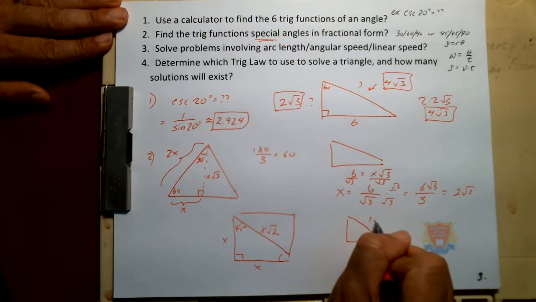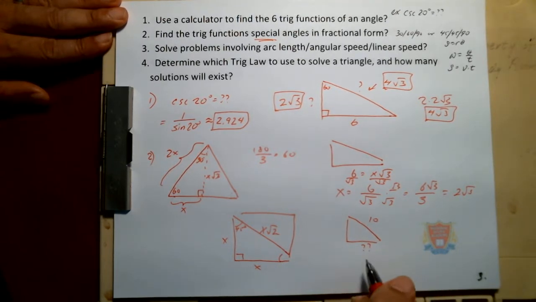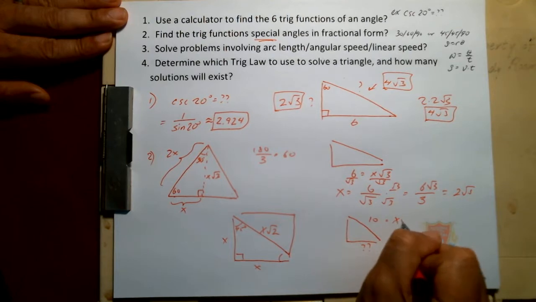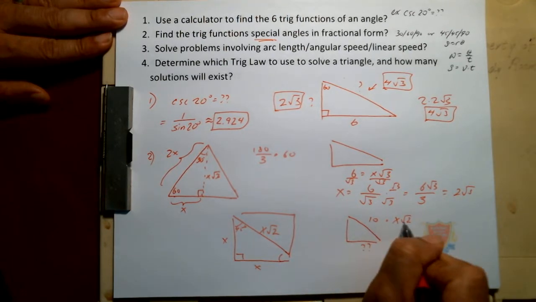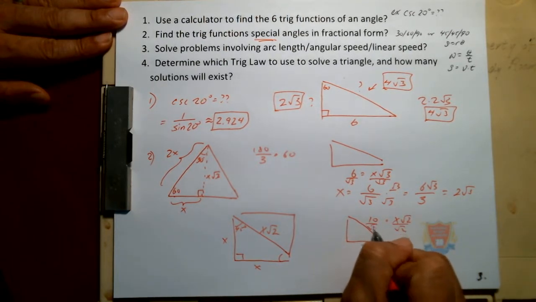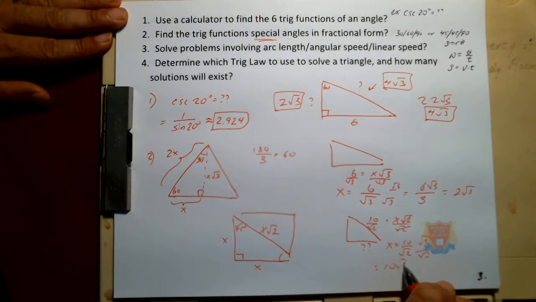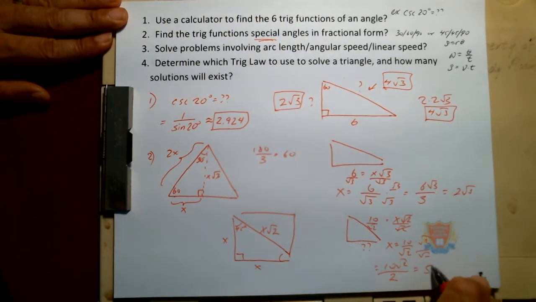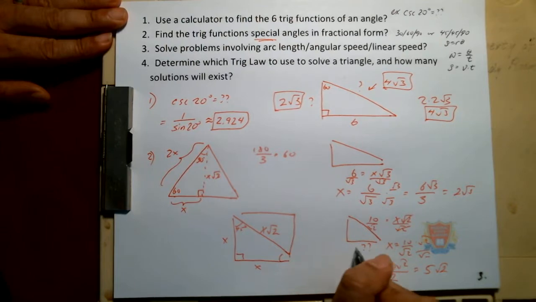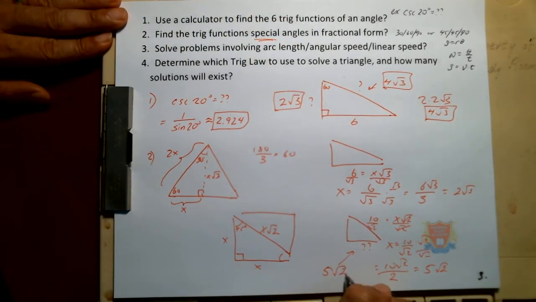If this is 10, what is this length? That's equal to x root 2. Solving for x, we divide both sides by root 2. This cancels. x equals 10 divided by root 2. We rationalize the denominator again and end up with 10 root 2 over 2, since root 2 times root 2 is 2. Simplifying that fraction, you get 5 radical 2. So this length is going to be 5 radical 2.